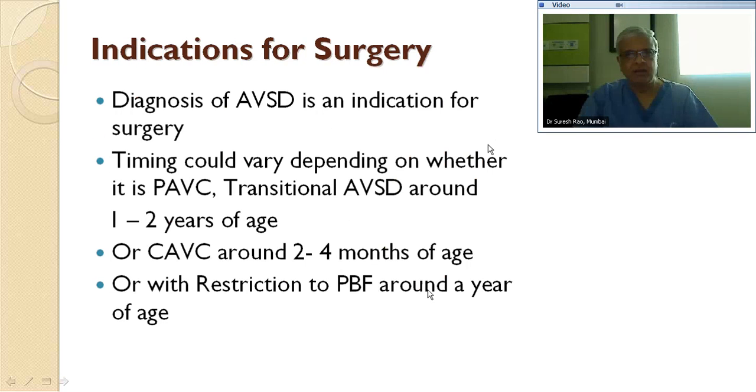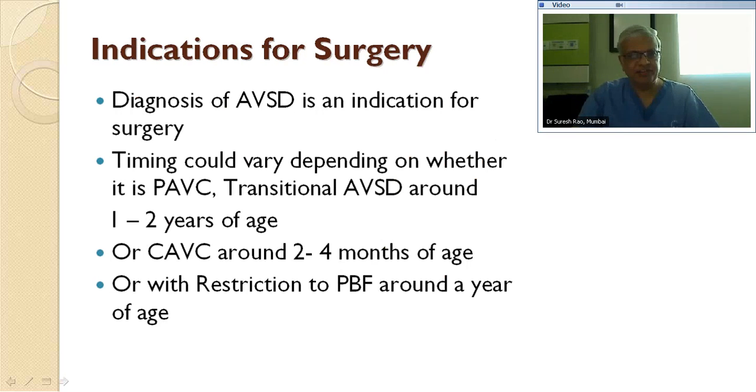What are the indications for surgery? Diagnosis of AVSD is an indication for surgery. The timing of surgery could vary depending on whether it is partial AV canal or transitional AVSD, around 1 to 2 years of age, because this is one with a restrictive VSD or no VSD, so their chances of developing pulmonary vascular disease and pulmonary hypertension is pretty remote.